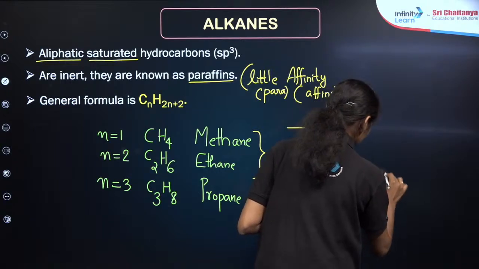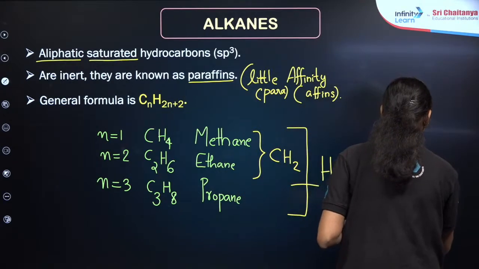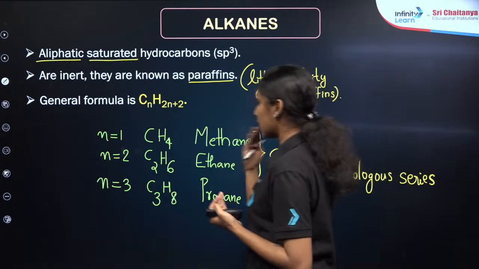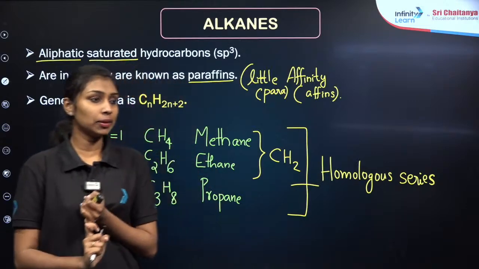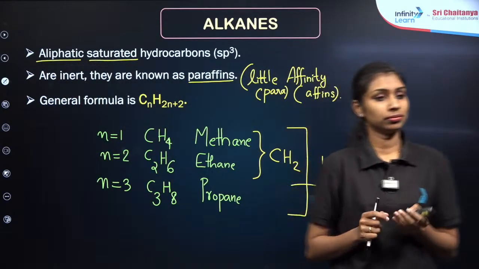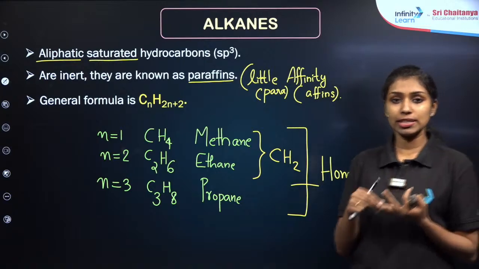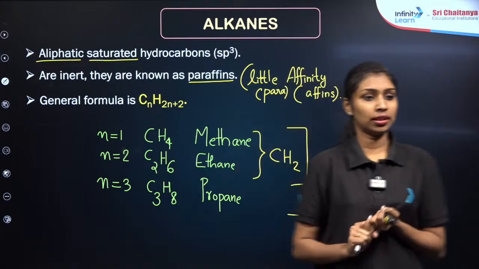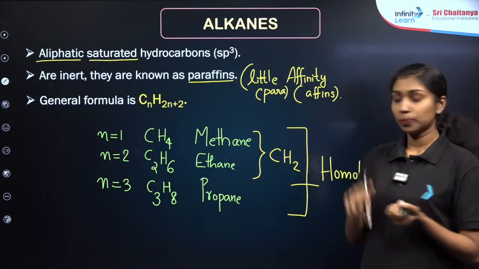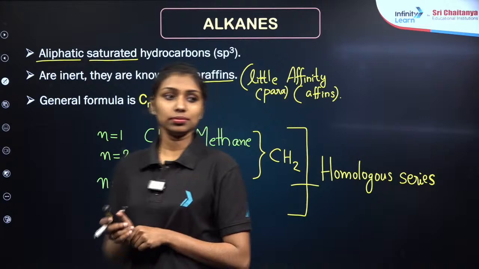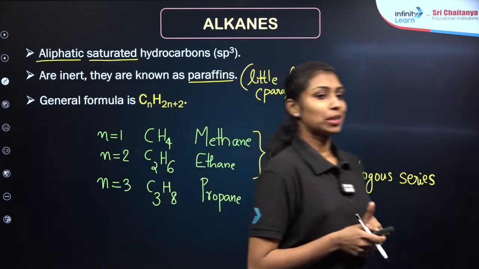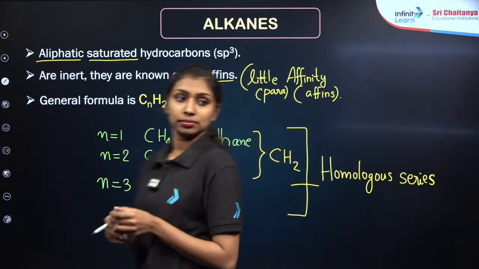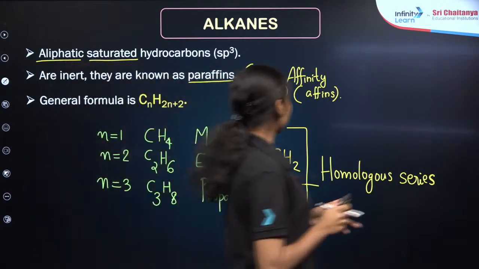So this is the homologous series of the alkanes, in which each of the members has a difference of CH2, right? Clear? Similarly, you can predict the homologous series for the alkene and alkyne also. Is that clear? This is the very basics of the alkanes. Okay, if it is clear, just give me the thumbs up in the comment box so that I can move to the next part. Yes, fine.